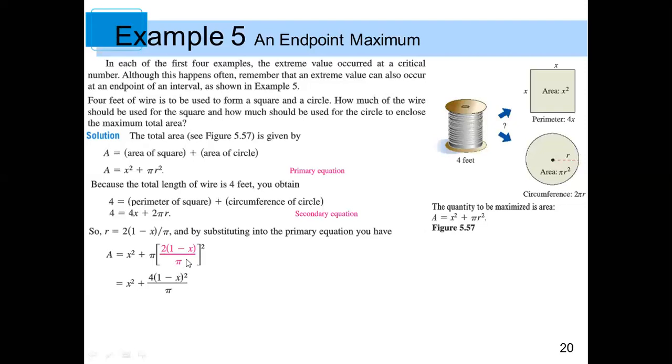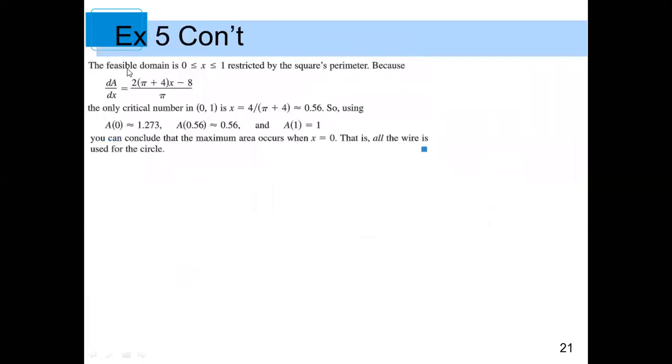Now, you would have pi squared here, but it's going to cancel with a factor of pi here. When you have a product squared, you square each of the factors. So 2 squared is 4, and 1 minus x quantity squared is that quantity squared. So I can factor out a pi from all of that. Simplify. All right, and then take the derivative, and this is what you get.